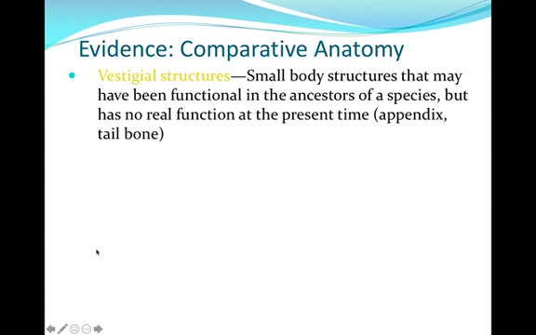Okay, beautiful. Yay! Vestigial structures, small body structures that may have been functional in the ancestors of a species but have no real function at the present time. Humans, our classic vestigial structures are our appendix. I've heard before that there is some belief that the appendix may have been actually really fundamental in helping to digest raw meat. Our tailbone. We do not have a tail.